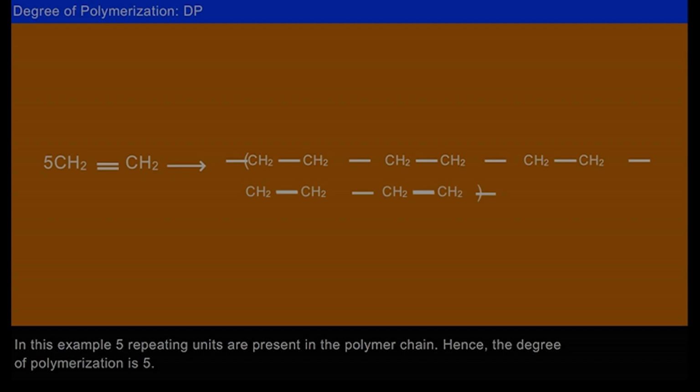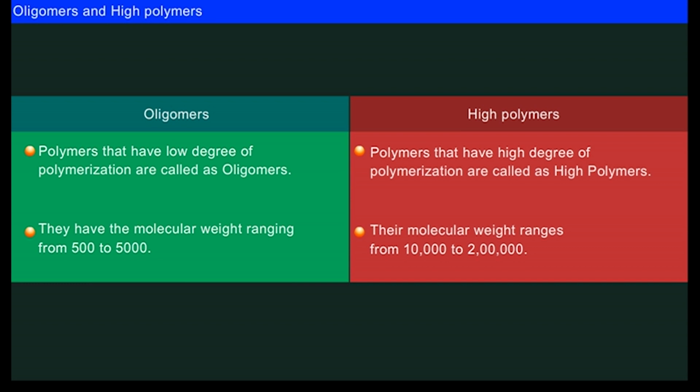What are oligomers and high polymers? Oligomers. Polymers that have low degree of polymerization are called as oligomers. They have the molecular weight ranging from 500 to 5000. High polymers. Polymers that have high degree of polymerization are called as high polymers. Their molecular weight ranges from 10,000 to 2 lakhs.